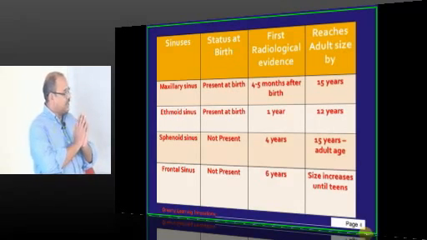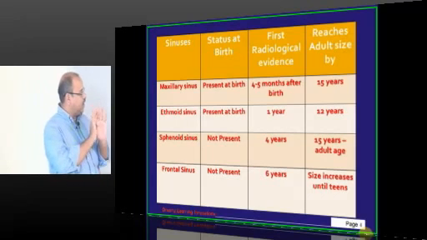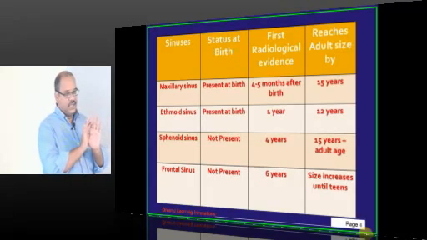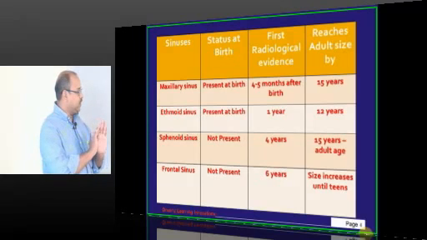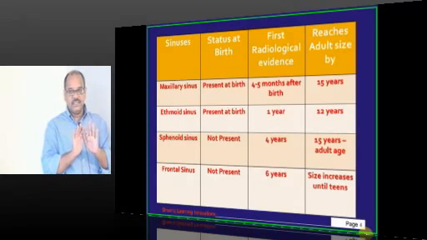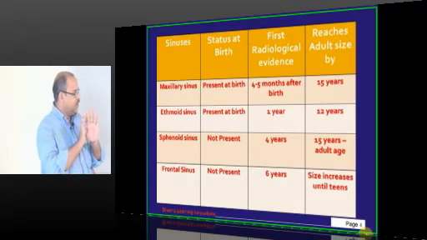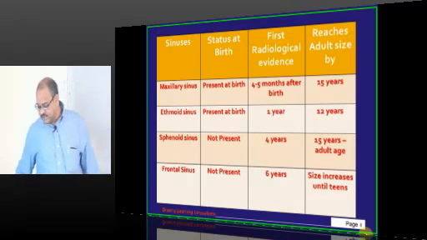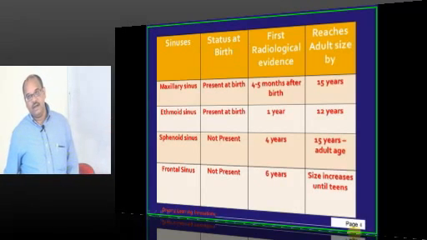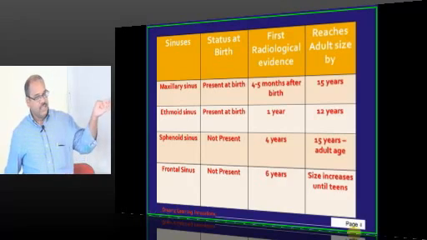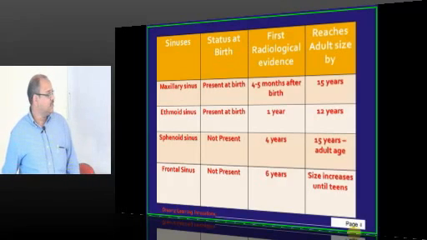Whereas sphenoid sinus is not present at birth, but radiological evidence is seen at 4 years and it reaches adult size by 15 years. Frontal sinus is also not present at birth, but radiological evidence is seen at 6 years and it reaches adult size by the teens. This summarizes the paranasal sinus development, their radiological occurrence and when they reach the adult size.